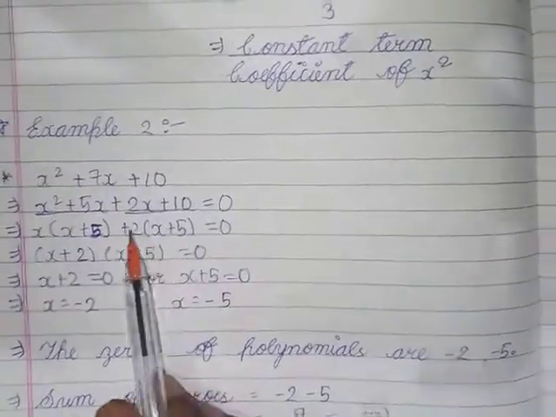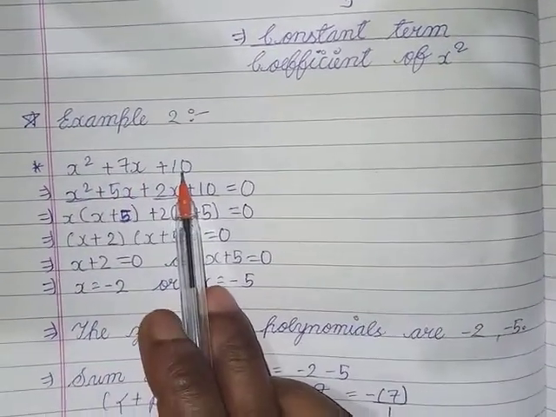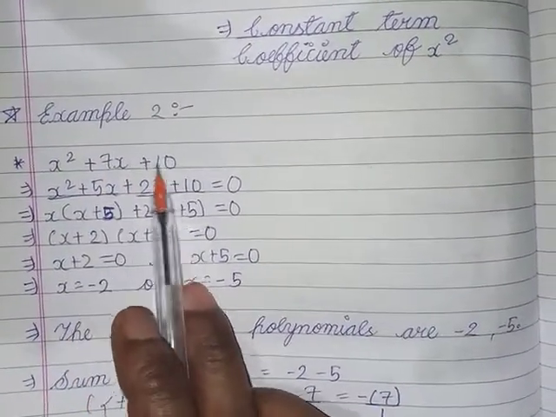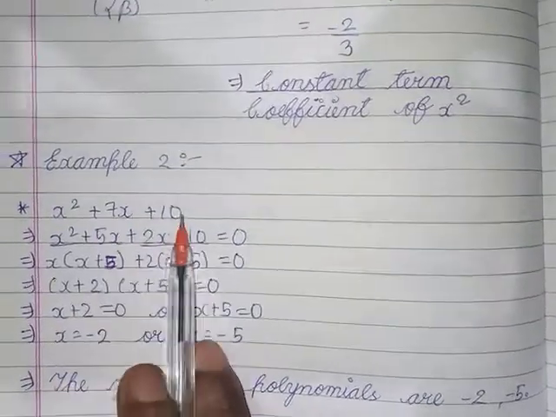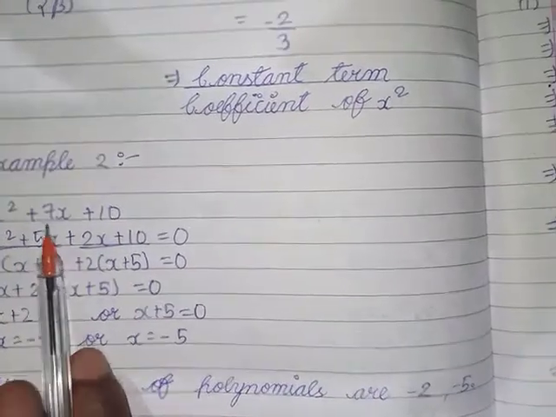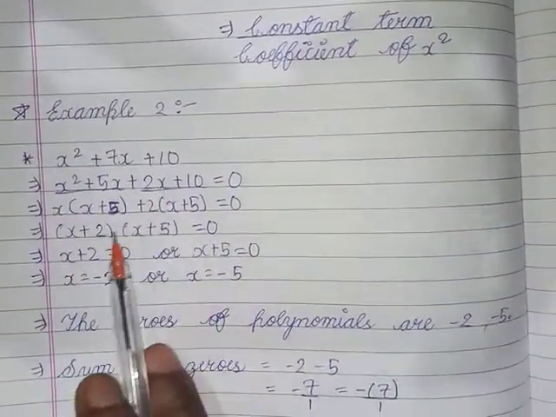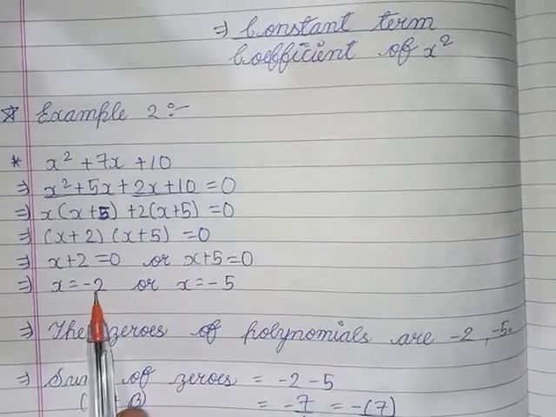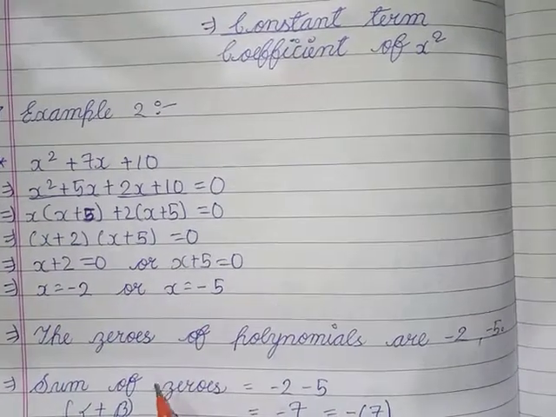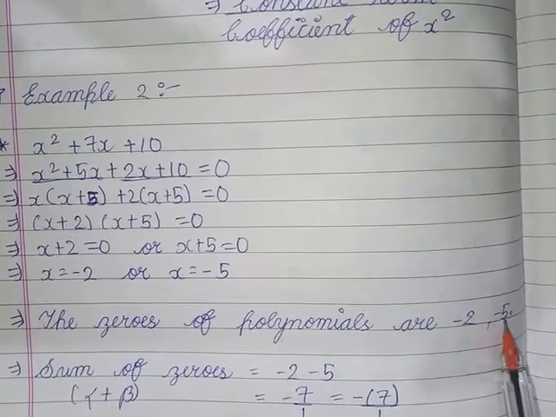Let's take one more example: x square plus 7x plus 10. So what are the factors? Two numbers whose product is 10 and sum is 7, that is 5 and 2. So we split 7 as 5 and 2. If we take common factors, then x is equal to minus 2 and x is equal to minus 5. The zeros of the polynomial are minus 2 and minus 5.